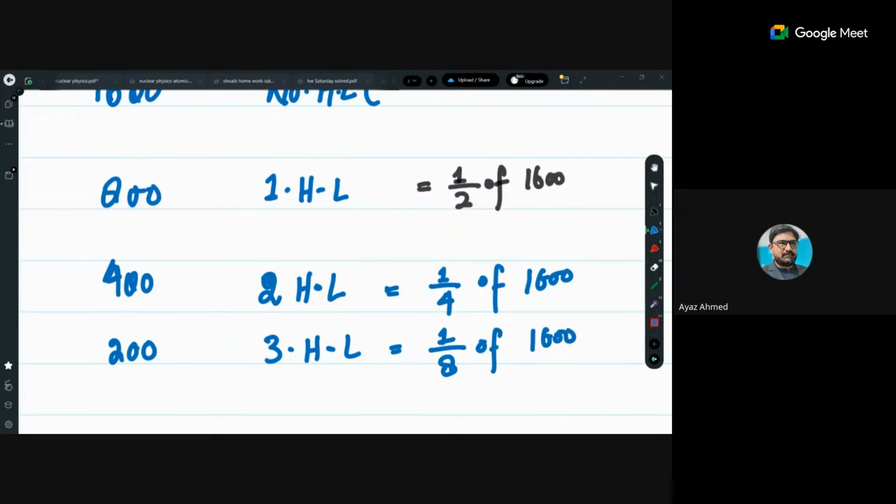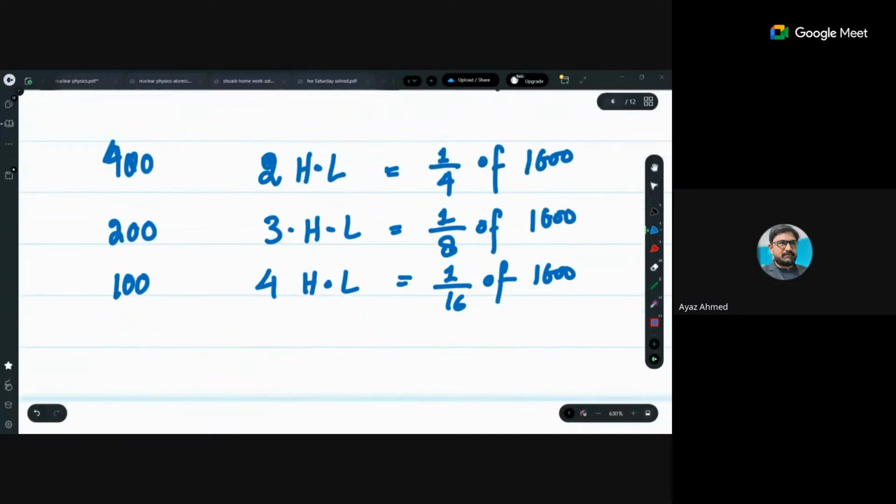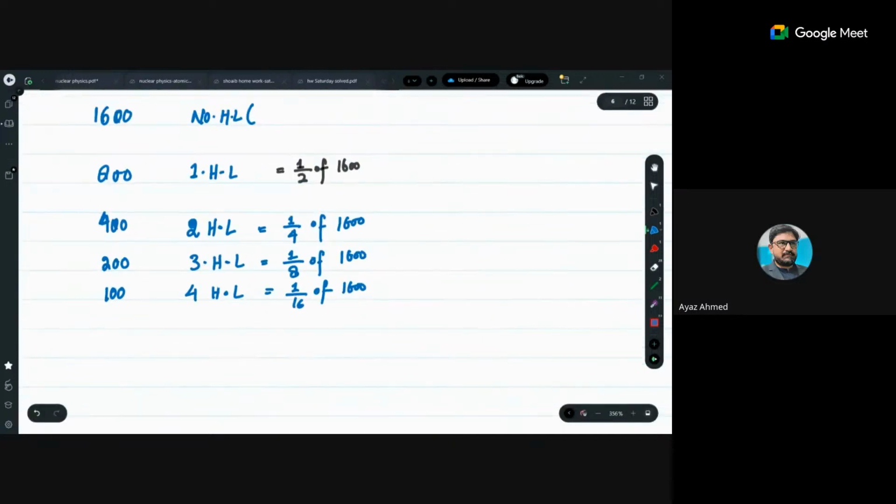1600. Am I right? So in this way, when it reaches 100, that will be after four half lives. Four half lives means it is 1 by 16th. So when it is 1 by 16th of 1600, all this data will lead you to develop an equation.